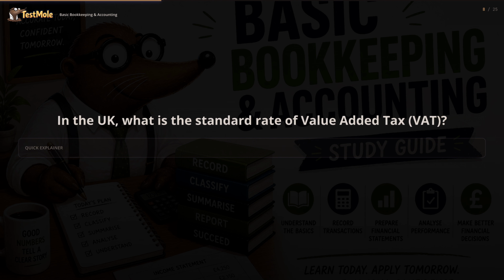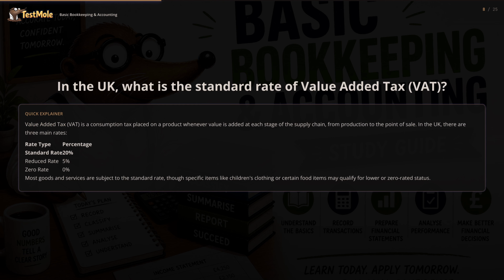In the UK, what is the standard rate of value-added tax (VAT)? Value-added tax (VAT) is a consumption tax placed on a product whenever value is added at each stage of the supply chain, from production to the point of sale. In the UK, there are 3 main rates. Rate type, percentage. Standard rate 20%. Reduced rate 5%. Zero rate 0%.